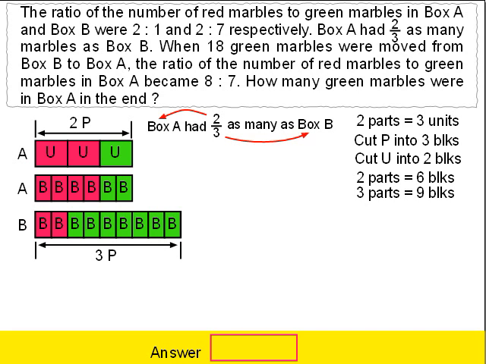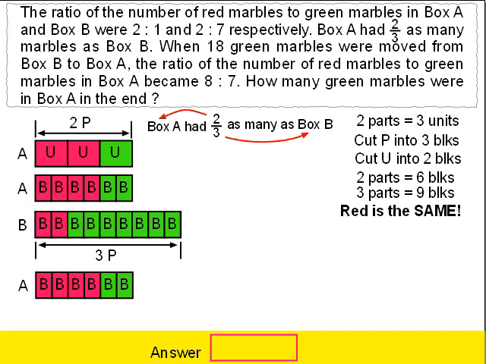Okay, now the question says that when 18 green marbles move from B to A, the ratio of the number of red marbles to green marbles in box A became 8:7. Notice that only green marbles will move from B to A, so the number of red marbles in box A remains unchanged. Alright, at this moment, we want to move 18 marbles from B to A in this last model here, A.